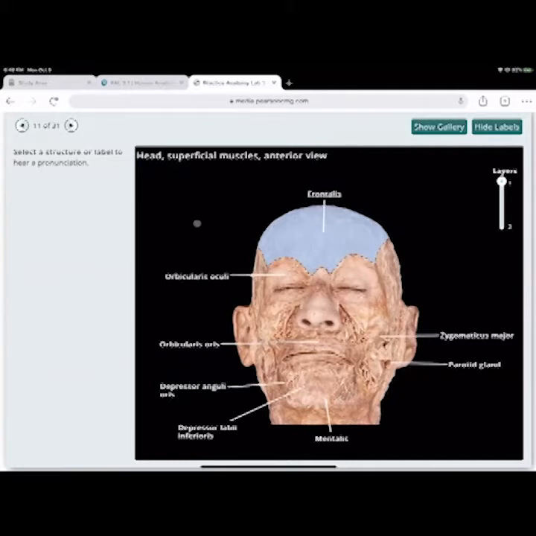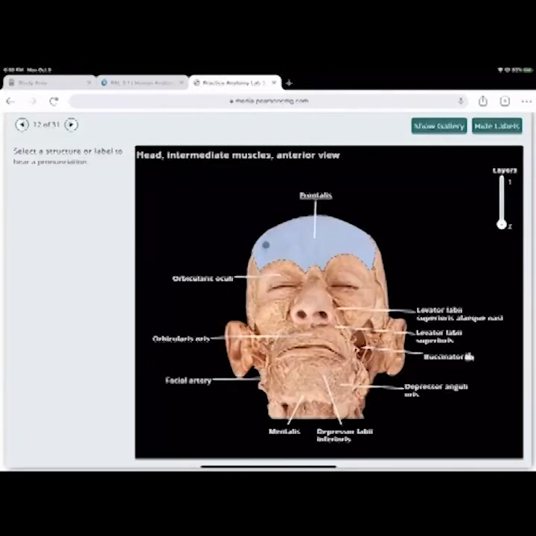The orbicularis oculi is a circular muscle around the eye. Orbicularis oris is a circular muscle around the mouth. Depressor anguli oris pulls down and depresses the angles of the mouth. Depressor labii inferioris depresses the inferior border of the lips. And the mentalis muscle is right on the tip of the chin. So there's your frontalis muscle, orbicularis oculi, orbicularis oris, around the eyes, around the mouth.